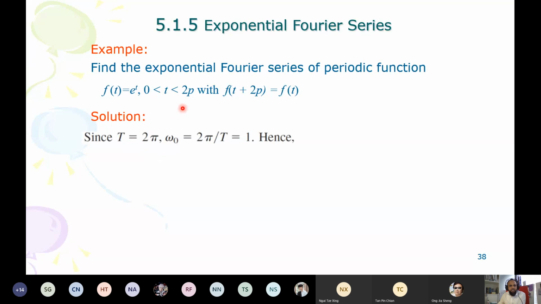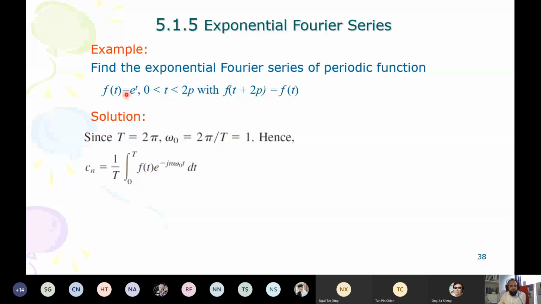The time, I think it's pi. It's not 2p, it's pi. Please fix it. Time is 2 pi. Omega naught is 2 pi by T, and it is equal to 1. Hence, we are finding the Cn only. No need to find an and bn separately. We can just put this one here.